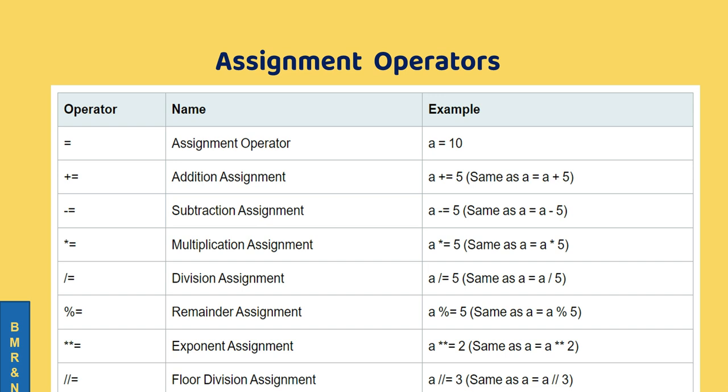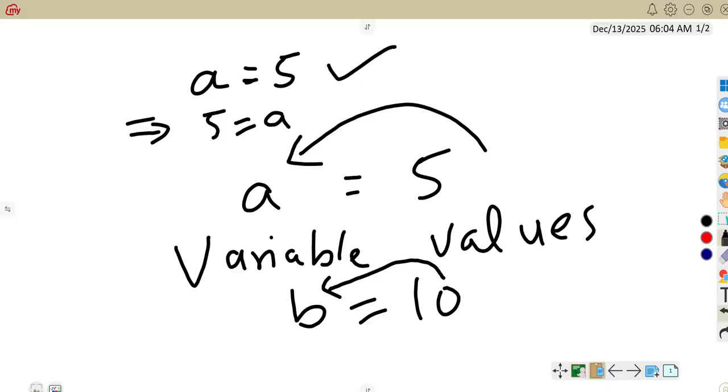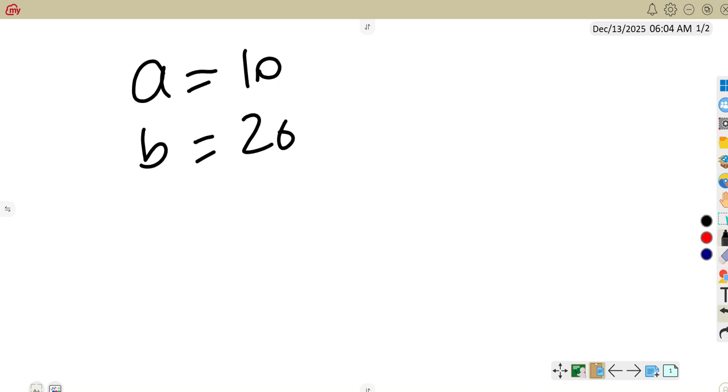Here you can see the assignment operator. Basically, the assignment operator is only one operator. If we talk about the assignment operator, this is only one operator, as you can see on the screen. These are two examples of the assignment operator.